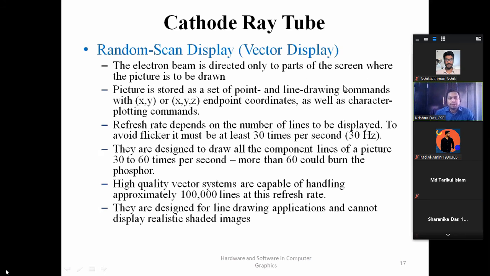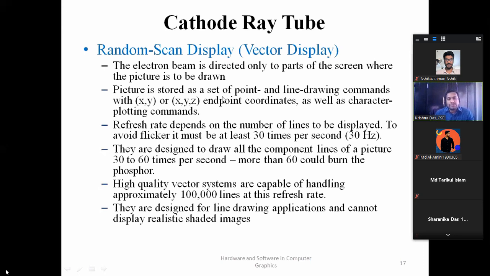Now these commands are stored, could be in XY or XYZ, in 2 or 3 dimension endpoint coordinates, as well as character plotting commands as well. Some character symbols can also be drawn.